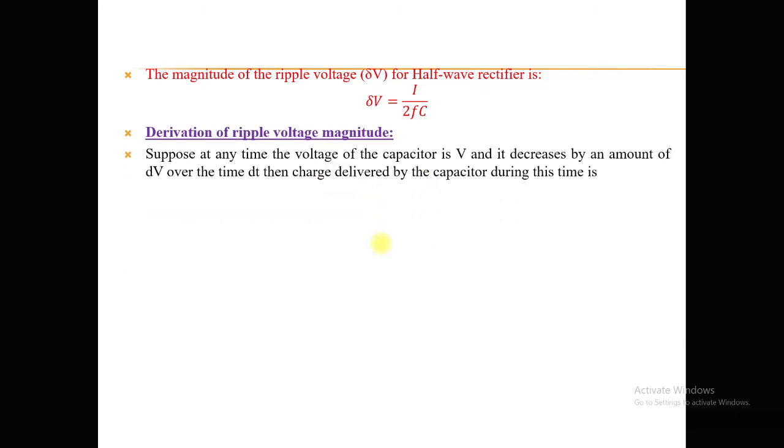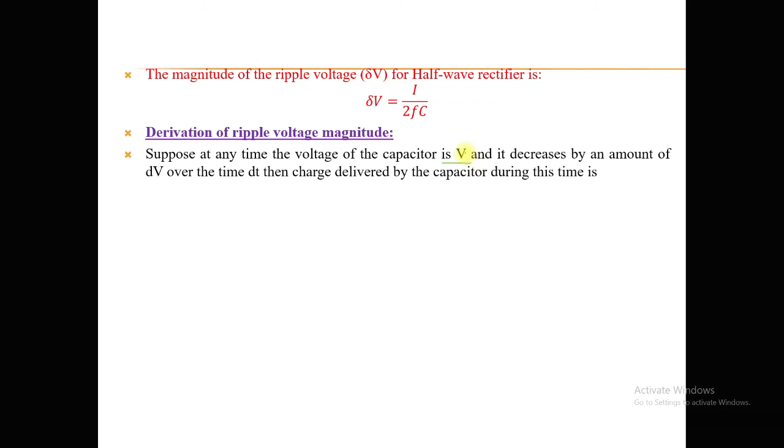The magnitude of the ripple voltage, as you have seen for the half wave rectifier, is delta V, which equals V max minus V min by 2. It could be further simplified to delta V is equal to I by 2 Fc. This equation will actually help us to get the value of the capacitance of the capacitor to obtain a specific range of the ripple factor. So let us derive this equation. Let us assume that at any time the voltage of the capacitor is V.